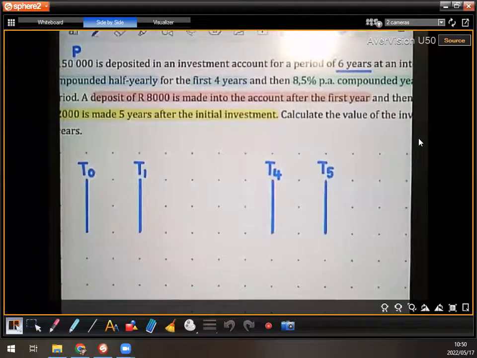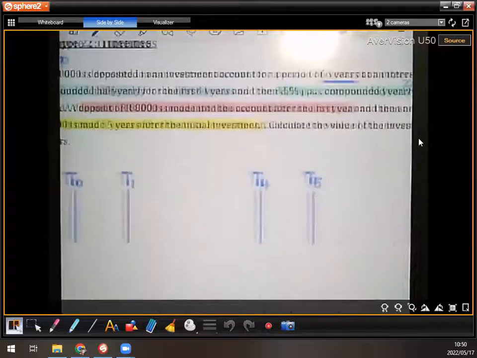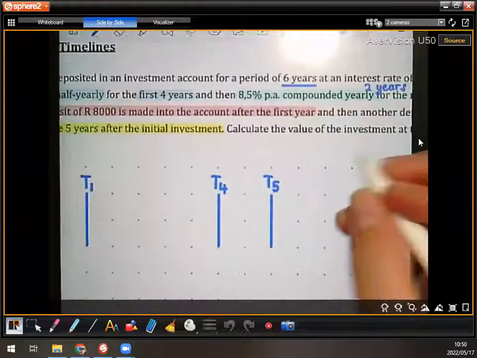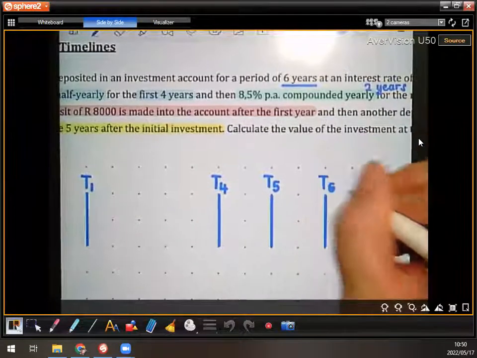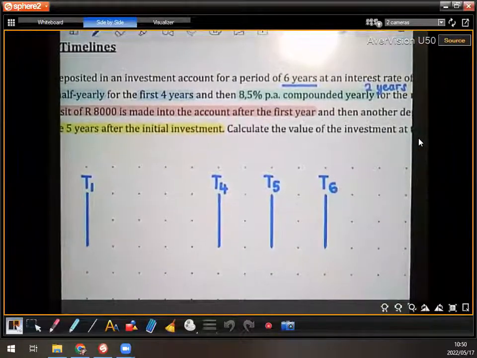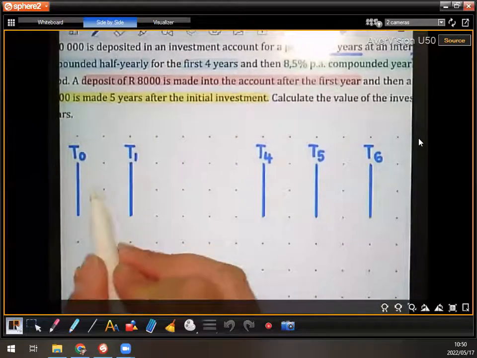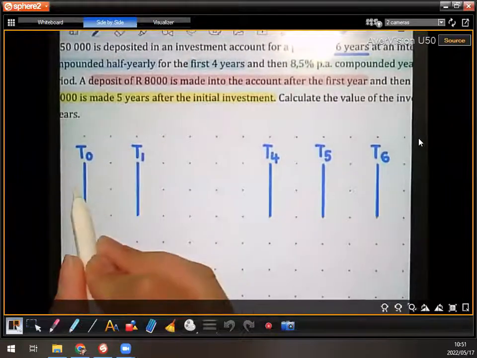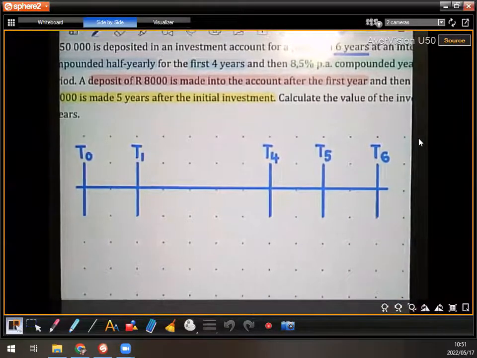And then is anything else changing? I don't think so. The only thing that they're asking us for now is the value of the investment at the end of 6 years. So we are going up to T6. There you go. Okay, now I think it's just how I was taught when I was at school, but I always just draw a line through the center there. You don't really have to even just have your separate lines. I think that just makes it look like one thing, but it's just personal preference.